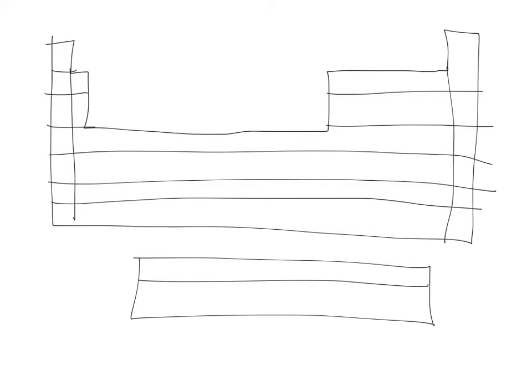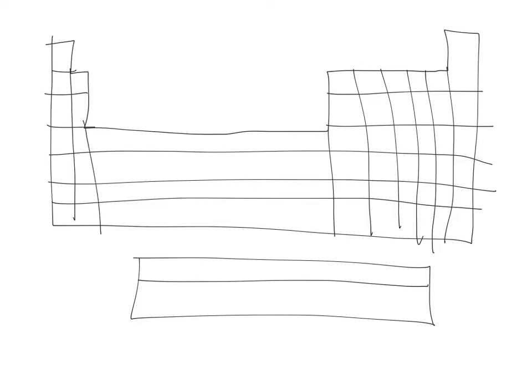There are 6 P's. 2, 3, 4, 5, 6. Here there should be 10. 1, 2, 3, 4, 5, 6, 7, 8, 9, 10. And there should be 14 of these. 4, 5, 6, 7, 8, 9, 10, 11, 12.